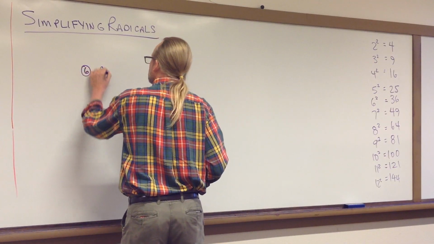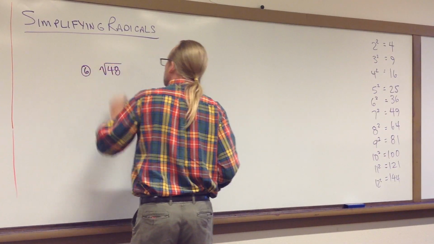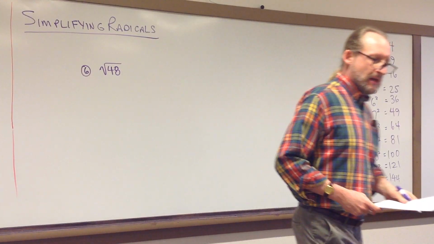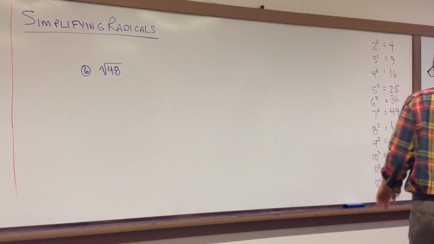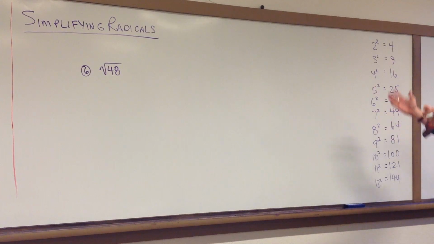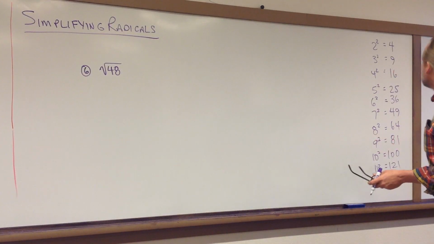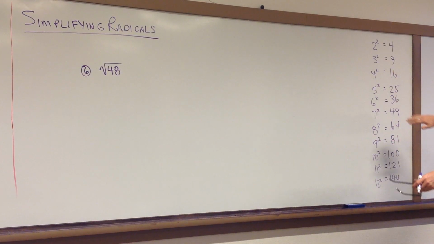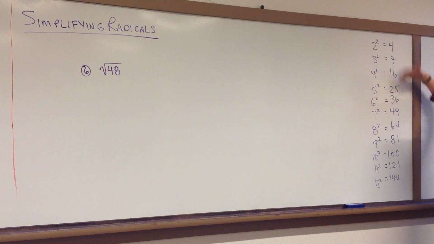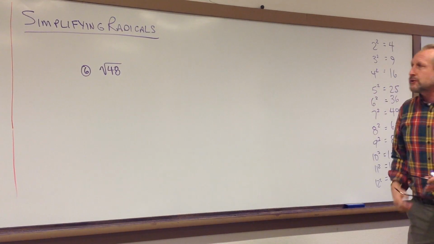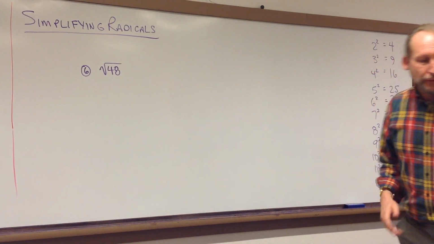So in problem 6, we've got the square root of 48. And again, you might see, and you might not, that 4 divides into 48. 16 also divides into 48. So that's why it can sometimes be helpful to test a couple of these, at least the first couple out, as many as you want to try. So I'll do this problem both ways.